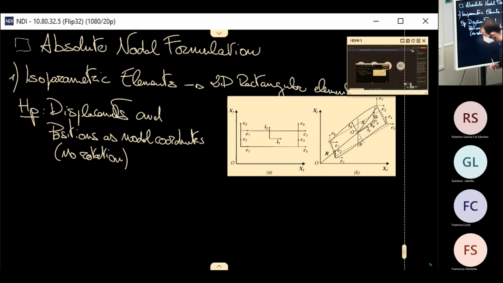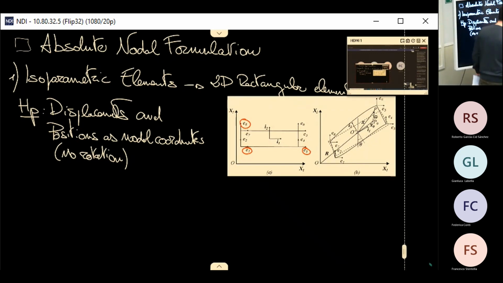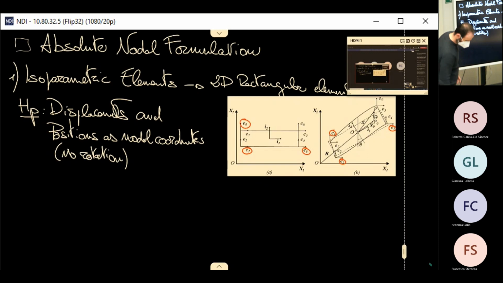So again, what we are trying to say here is that these nodal coordinates that I can encircle in red here, just to make a few examples, are always referred to the inertial frame x1 and x2. You see here they are perpendicular with respect to x1 and x2, and they stay perpendicular. And why is that? Because again, we are within an absolute nodal formulation, so all of the formulation is described with respect to the inertial frame. What we were trying to do, if you recall, was to derive the formulation for the position of the nodes, and in particular for all the points within the element.